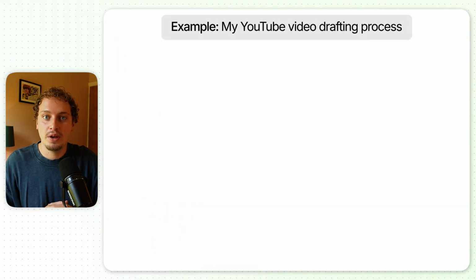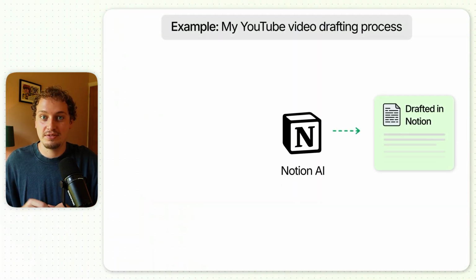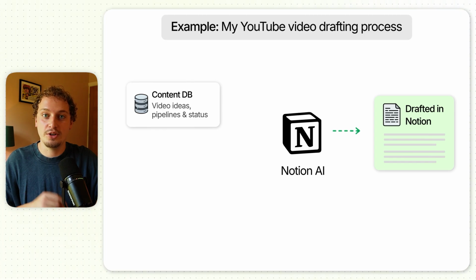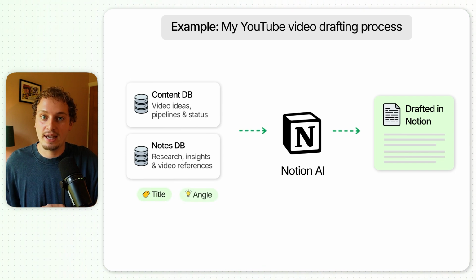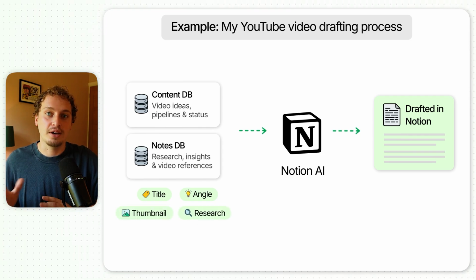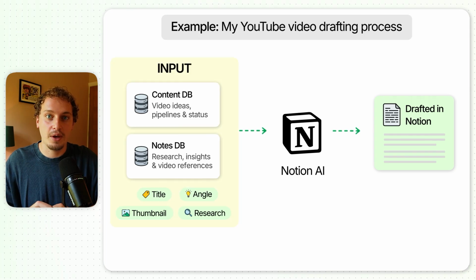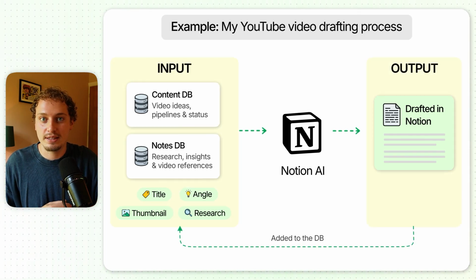Here's a real example. I use Notion AI to help me draft this video. My content database is in Notion. My research and notes for every video go into my notes database. So when I sit down to script, my AI already knows the title, the angle, the thumbnail concept, the research, all of it, and I'm not copying context from somewhere else. The input and the output both live in the same place. It also works really well for teams. Skills and custom agents can be shared and used across the whole team. Something that's genuinely harder to replicate with a standalone tool.